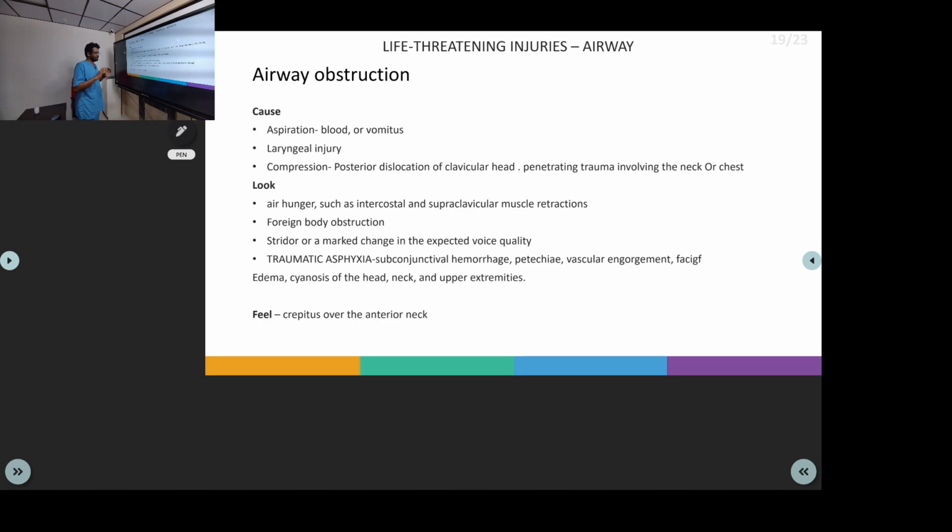Here the main signs you have to look for is air hunger. That means there will be muscle retraction, chest retraction, intercostal and supraclavicular retractions. Look for any signs of obstruction like foreign body obstruction and stridor. In case of traumatic asphyxia we can see subconjunctival hemorrhage, petechiae, facial edema, and cyanosis of the head, neck and upper extremities. Other than that, we can feel crepitus over the anterior neck in this condition.